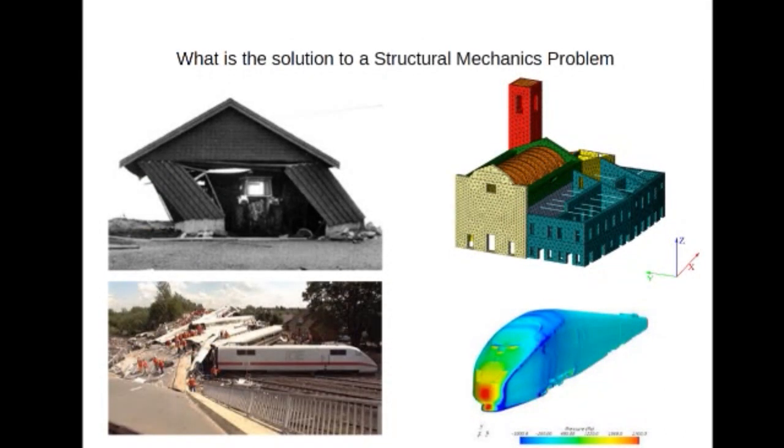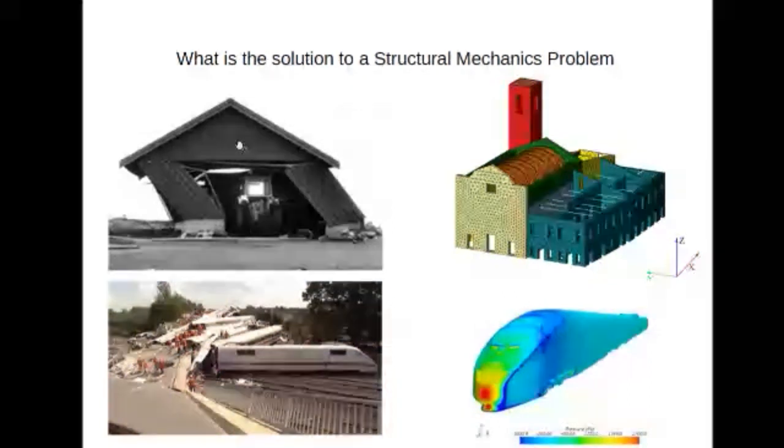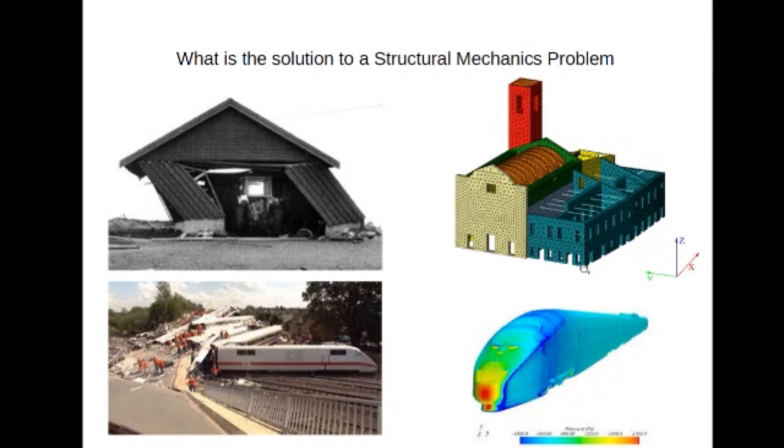I want to just start taking us further in terms of what is the solution to a structural mechanics problem. So if you start looking at structures around us, if you look at that tractor building here, what we see is there was some severe deformations there. Here's an example of a finite element characterization of some building. You'll see some triangles there, essentially that surface triangulation on that structure.